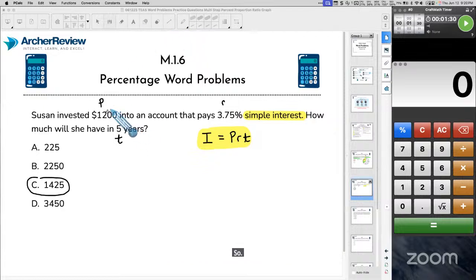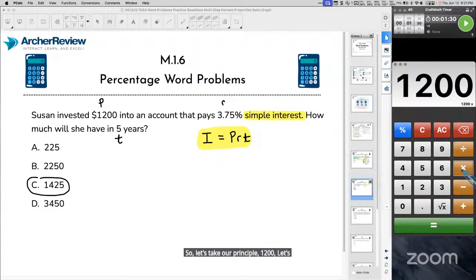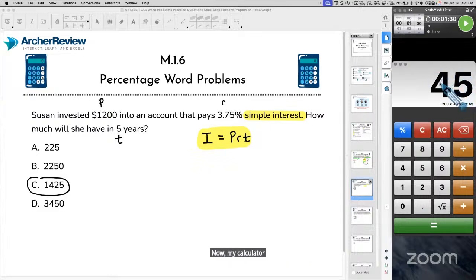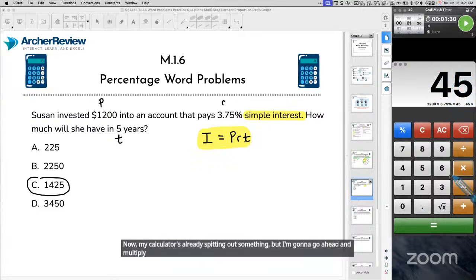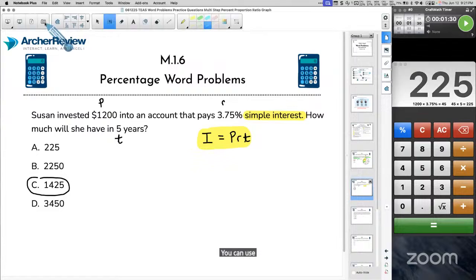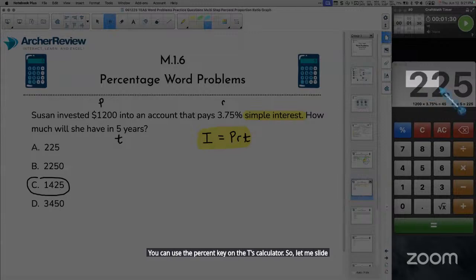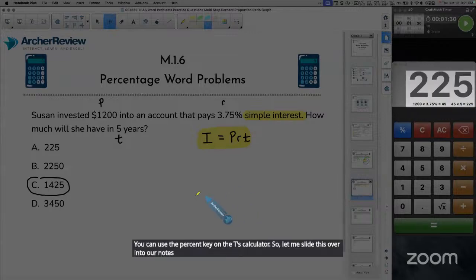So let's take our principal, 1200. Let's multiply. And you can actually use the percent key. So I'm going to type in 3.75 and I'm going to press percent. Now my calculator is already spitting out something, but I'm going to go ahead and multiply that by the time of 5 years. You can use the percent key on the TEAS calculator. So let me slide this over into our notes and let's talk about what I did.